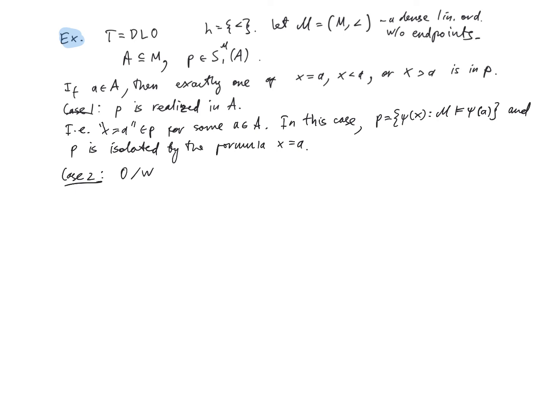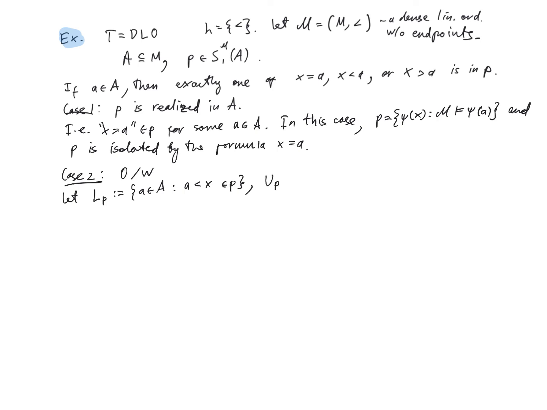Otherwise, so P is not realized in A. In this case, we can define two sets. So first L P, which consists of all a in A, such that the formula a less than x is in P.